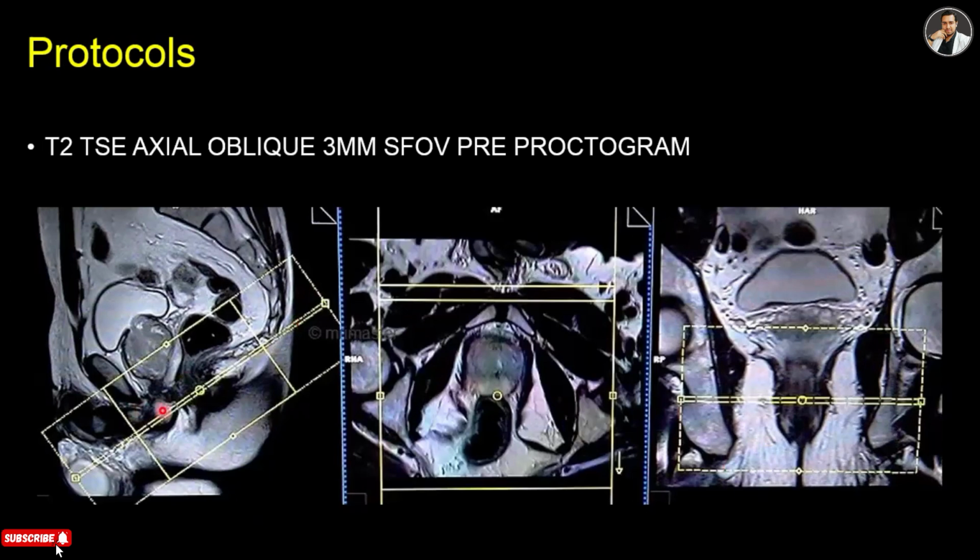And then the axial oblique slice, and it's also 3 millimeter pre-proctogram, and this plan is given over the sagittal and coronal image, and on the sagittal image the slices are perpendicular to the anus, and in the coronal image the slices are perpendicular to the anal canal. If you look at the coronal image, it should cover the anal canal, rectum, anal canal, and anus. And this is the prostate, as this is a male patient.